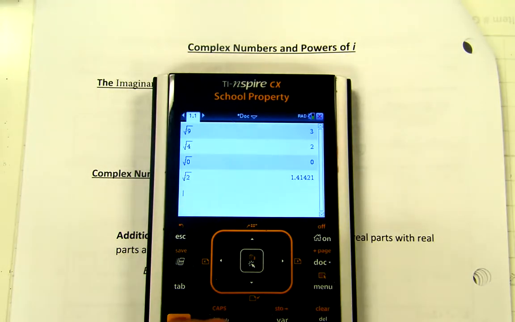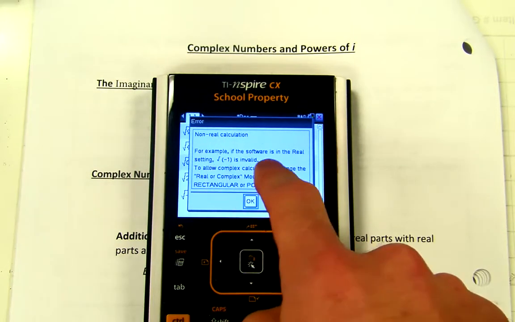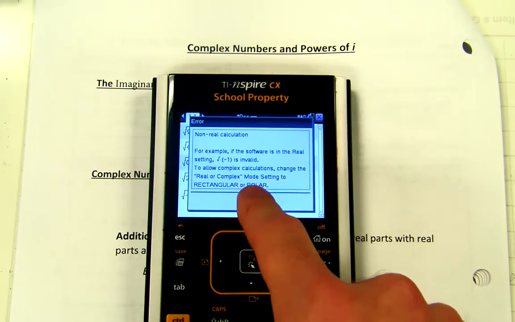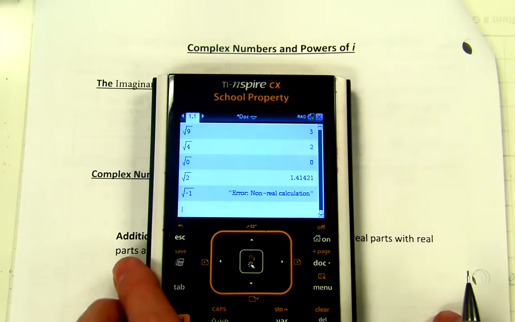All right, so whenever you were to look at the square root of a negative number, this pops up. It says non-real calculation. For example, the software is in a real setting, and then a bunch of stuff there. So here is the need for complex numbers. We'll start with the definition here.